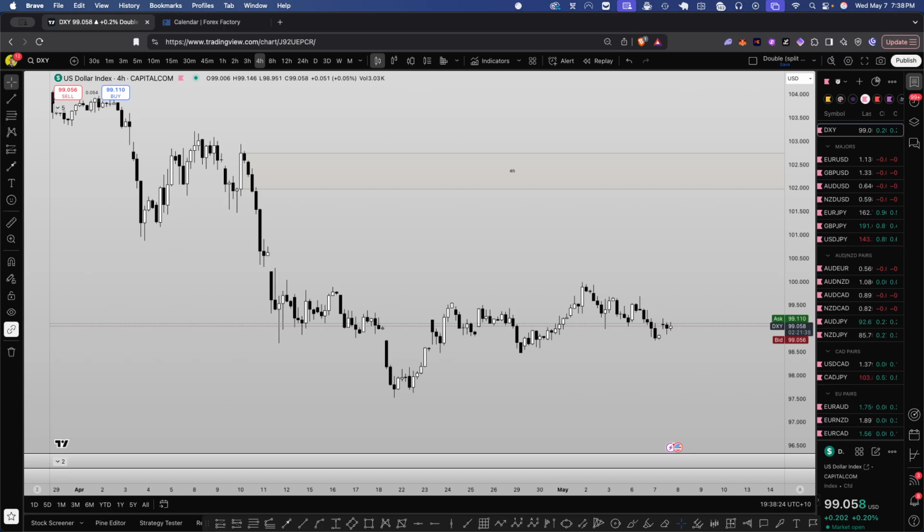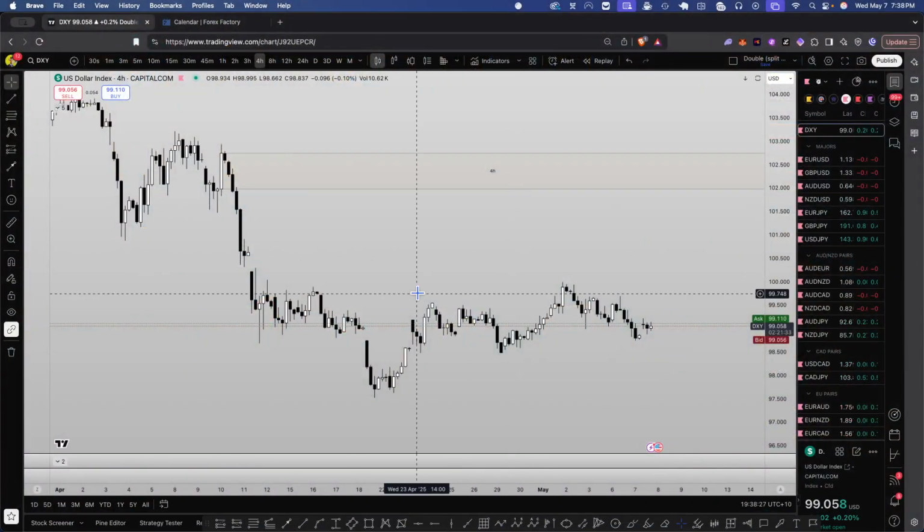Where's my mouse gone? Other way. My mouse just disappeared. Sorry.